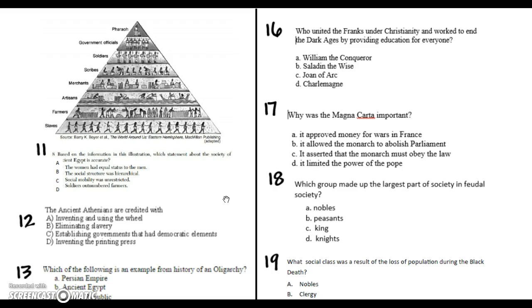Number 12. The ancient Athenians are credited with what? A. Inventing and using the wheel. B. Eliminating slavery. C. Establishing governments that had democratic elements. D. The printing press.